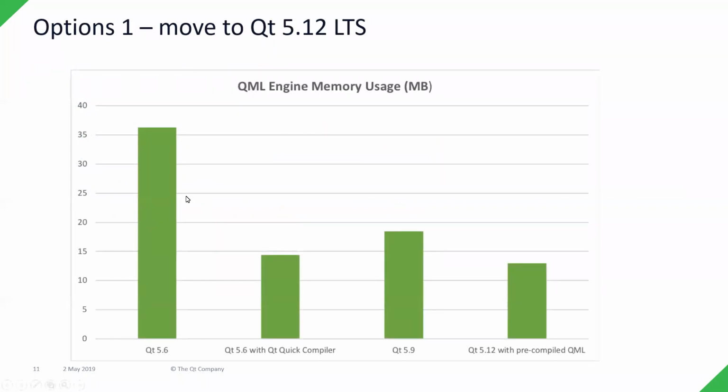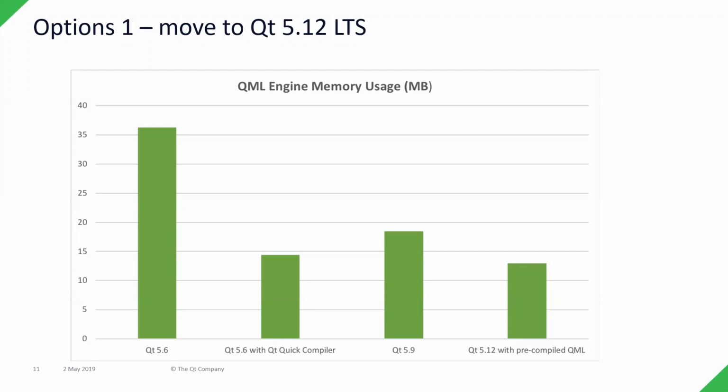So as you can see, this slide shows one of the improvements that we have had since 5.6. This is the QML engine memory usage in megabytes. You can see Qt 5.6 on the left, it was just shy of 35 megabytes. First we'll compare to 5.9, which was obviously an improvement, but Qt 5.12 with the precompiled QML is obviously a vast improvement. This is similar to what it was with Qt 5.6 with the Qt Quick compiler. In 5.6, that functionality was only available for commercial customers, but now it's available to any user of Qt 5.12. So you can see that this is obviously a vast improvement, even if you were using the Qt Quick compiler before.